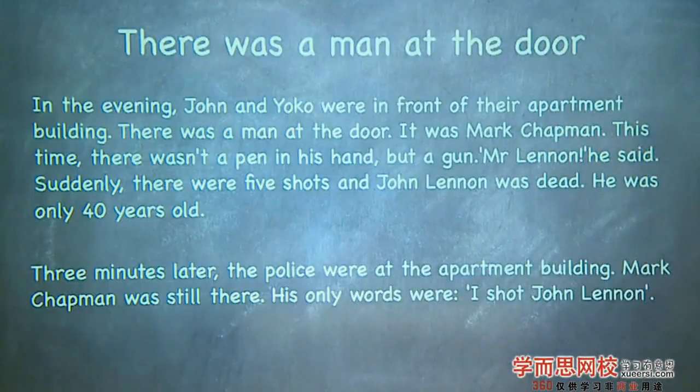In the evening, John and Yoko were in front of their apartment building. There was a man at the door. It was Mark Chapman. This time, there wasn't a pen in his hand, but a gun. "Miss Lennon," he said. Suddenly, there were 5 shots, and John Lennon was dead. He was only 40 years old.